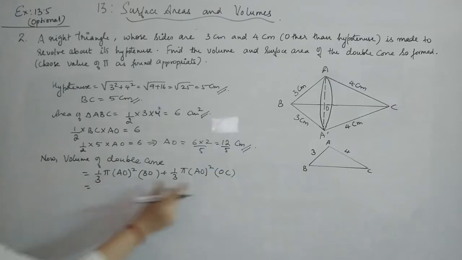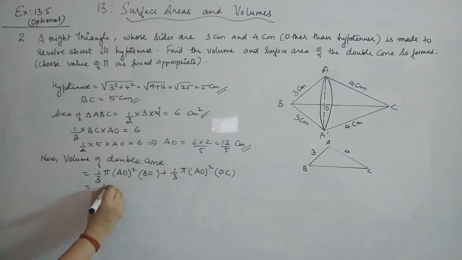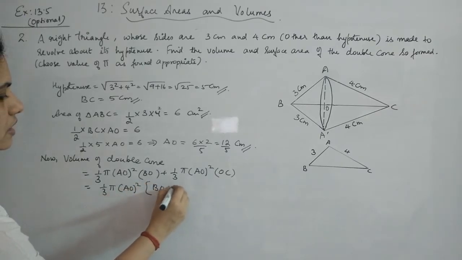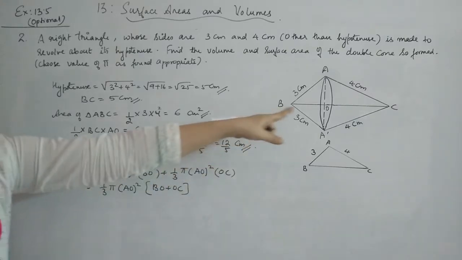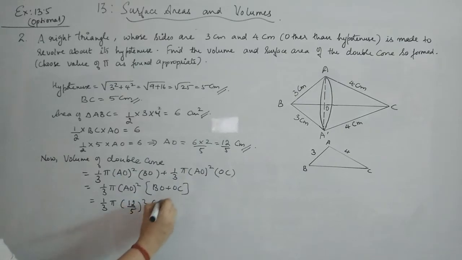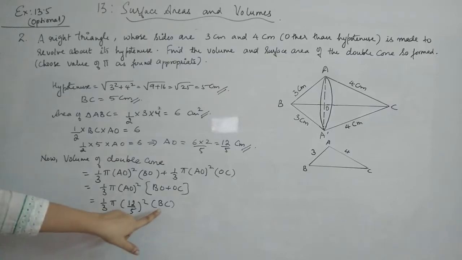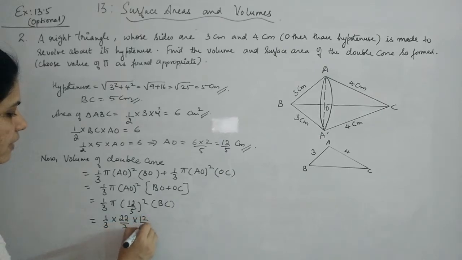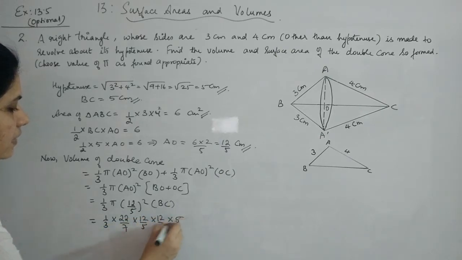So I can take this in common: 1 by 3 pi AO square is common, and I am getting BO plus OC. Now if I am getting BO plus OC, I can replace it with BC, and we know the BC value. So this will become 1 by 3 pi AO square, where AO is 12 by 5, the whole square, into BC. Now replacing the value of pi as 22 by 7 and BC as 5, we will get 1 by 3 into 22 by 7 into 12 by 5 into 12 by 5 into 5.